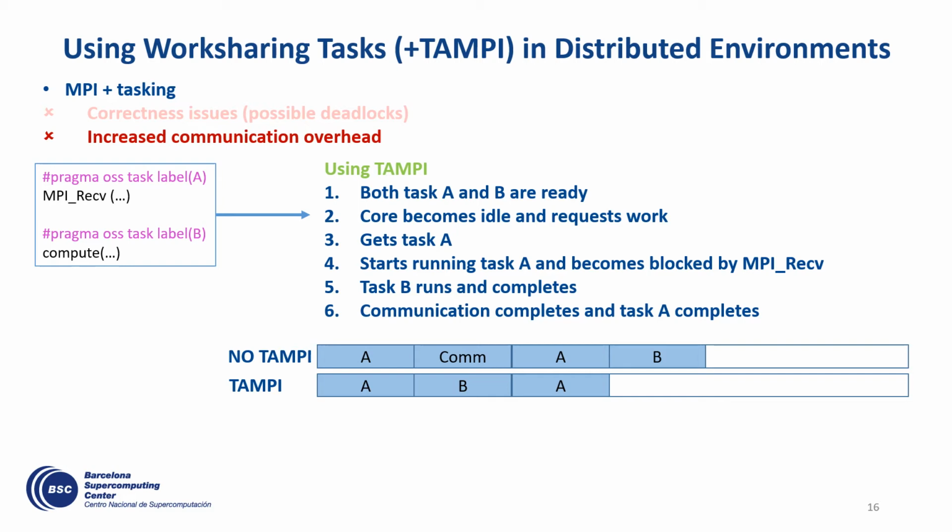With TAMPI, the core also starts running task A, but when it becomes blocked, it releases the core, and it can run task B while the communication completes. Then, it gets back task A and completes it, overall saving some time.